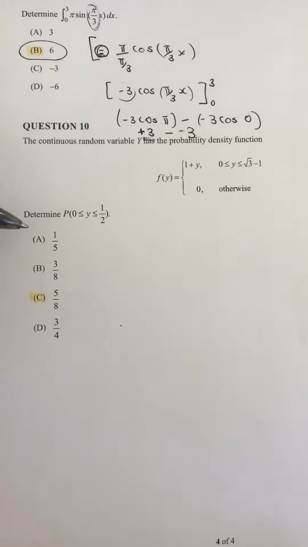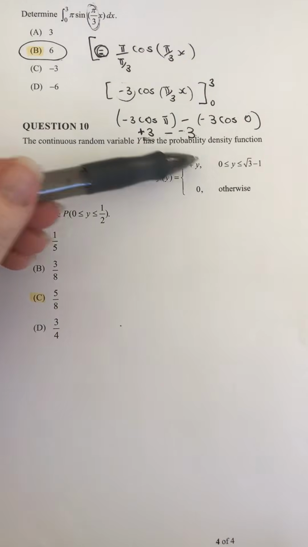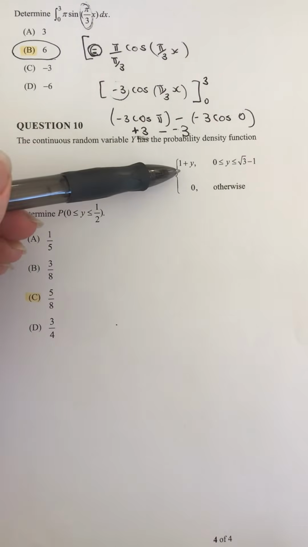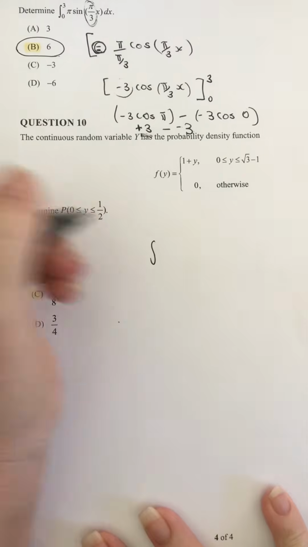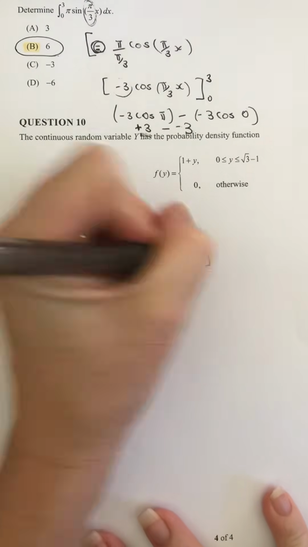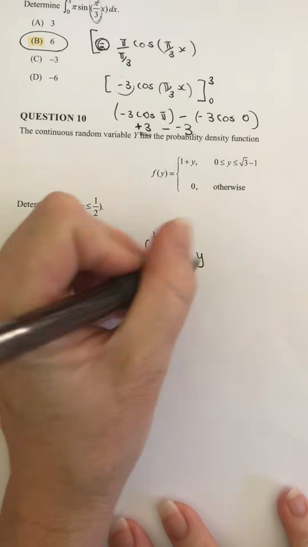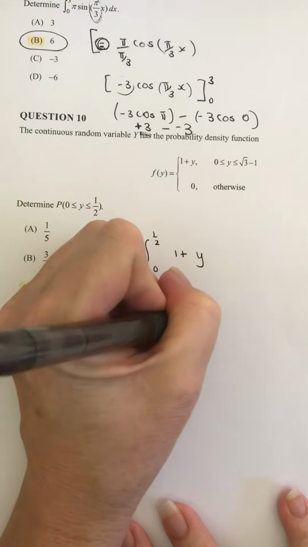And our last question, we are looking for the probability between 0 and a half, and we've been given the probability density function. So we just have to integrate the 1 plus y between 0 and a half there. So we've got 1 plus y. So when we integrate the 1, obviously we're going to get a y. When we integrate the y, we've got y squared on 2.